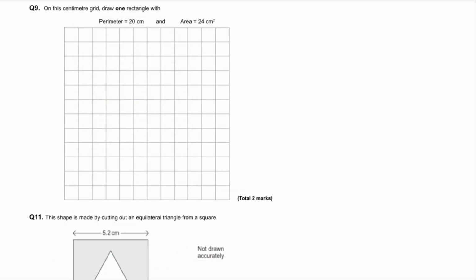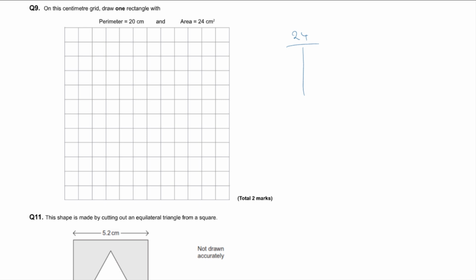Question 9. On the centimeter grid, draw one rectangle with a perimeter of 20 and an area of 24. Okay. Now, if you think about it, area you get by multiplying the length and the width together. So if I've got 24, then if I find the factor pairs of 24, then the sides of my rectangle must be a factor pair of this number. It's going to be one of the pairs I write down here.